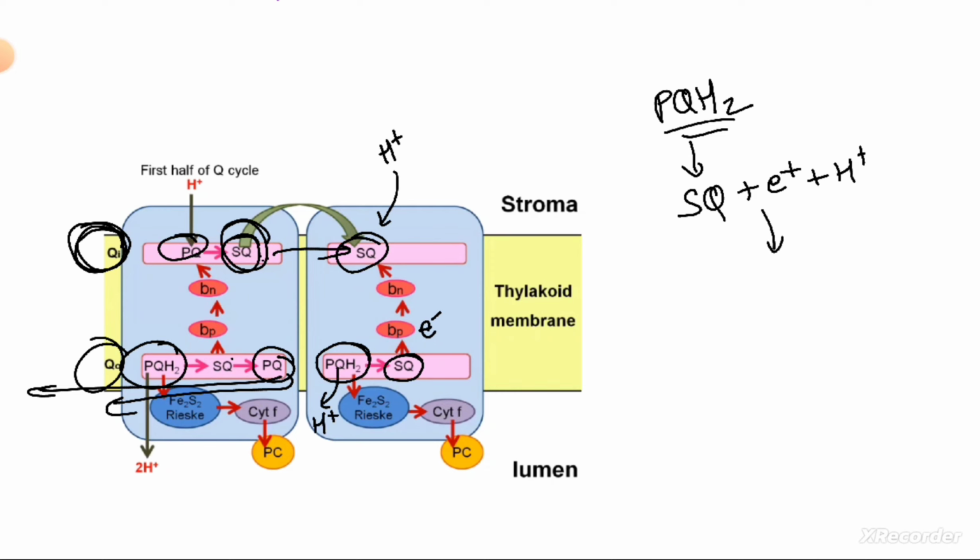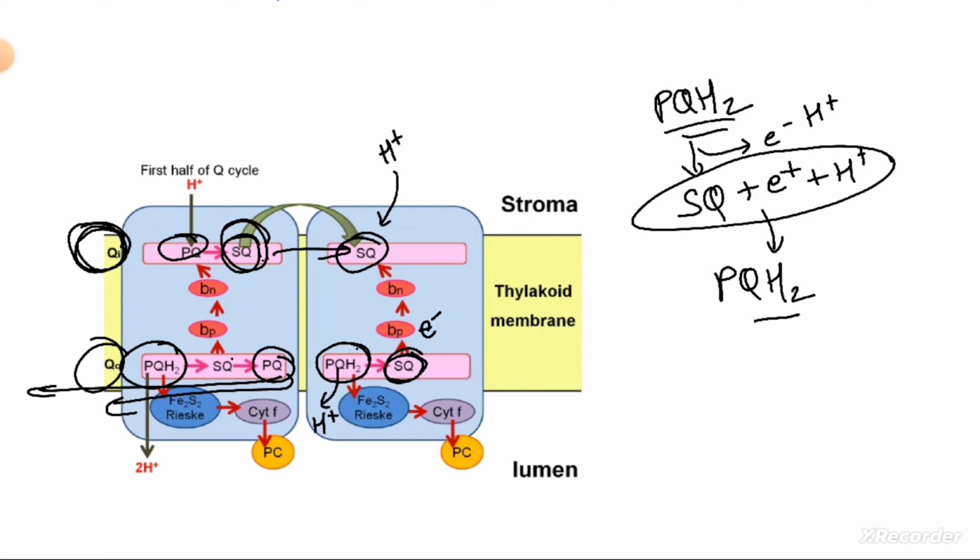Now semiquinone accepting one electron, accepting one proton, what will it result into? Here it was losing one electron and one proton. Here it became semiquinone. Another semiquinone is now accepting. This will again result into the plastoquinol. Quinol, right? So we end up again with the plastoquinol.